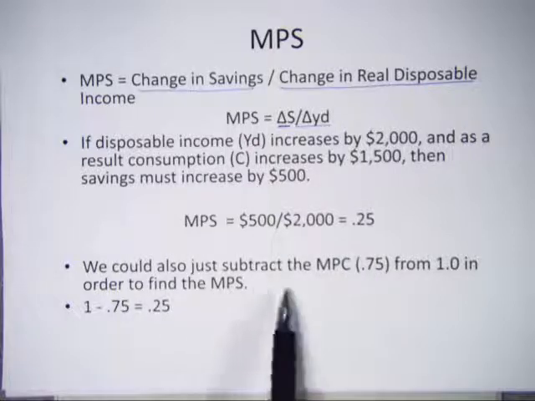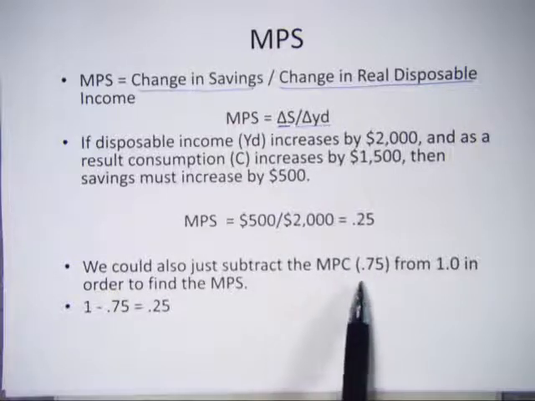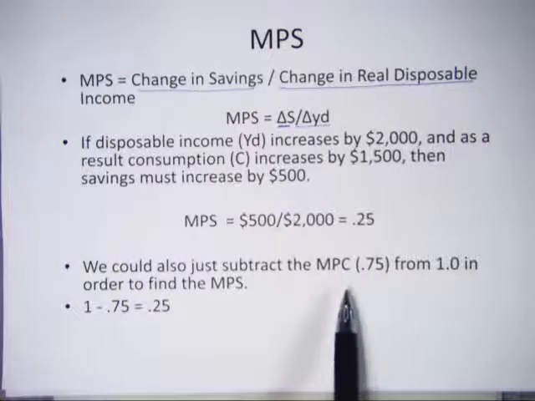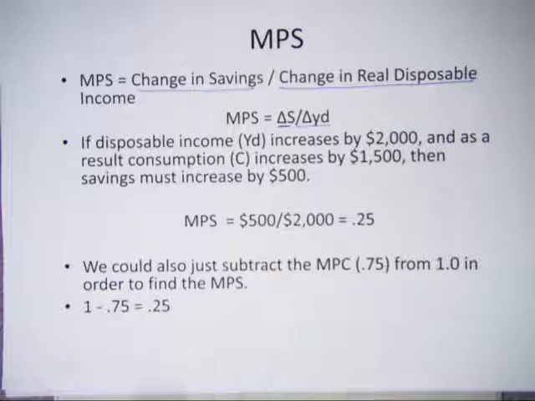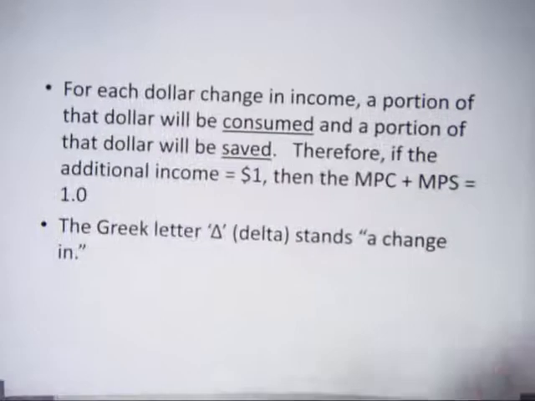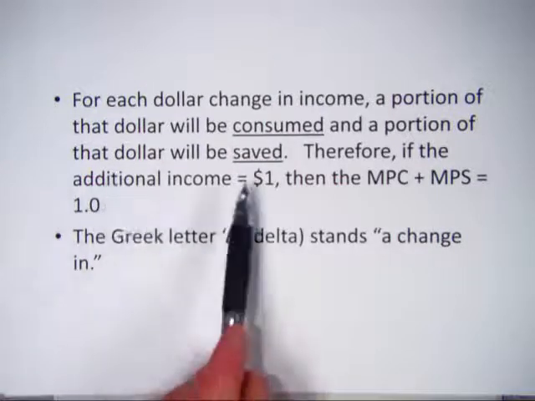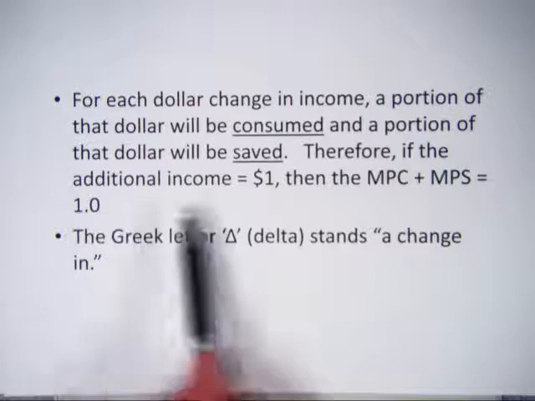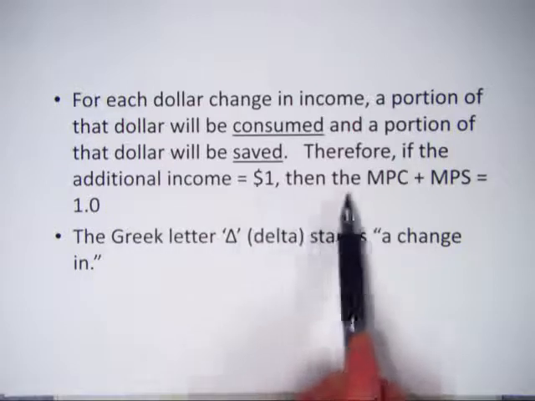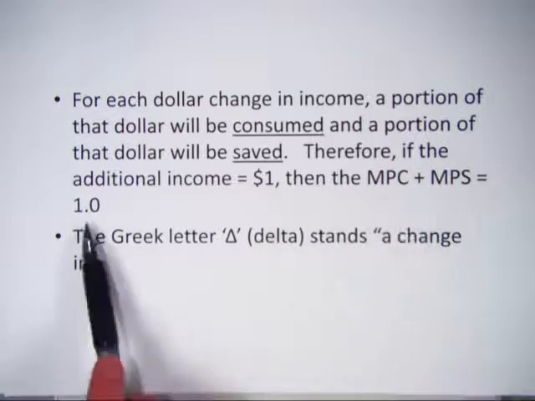We could also just subtract the MPC, the 0.75, from 1.0 in order to find the MPS because the MPS and the MPC together equal 100% of our disposable income, or that additional income that's received. In other words, for each dollar change in income, a portion of that dollar is consumed and a portion of that dollar is saved. If additional income is $1, then the MPC plus the MPS must be 1.